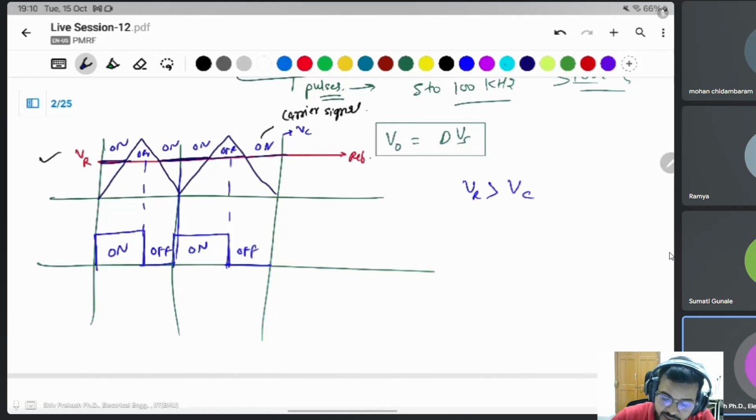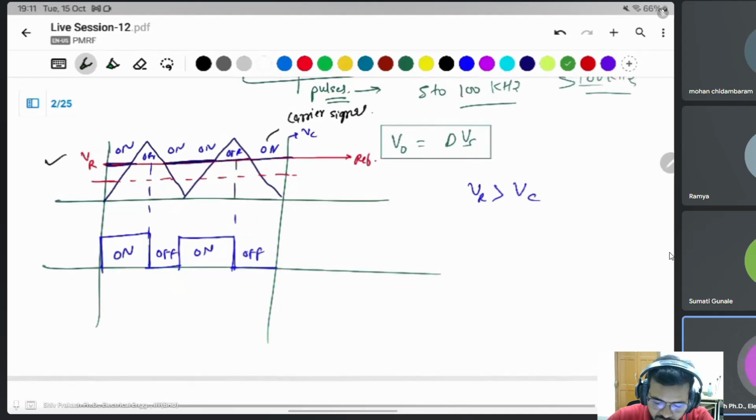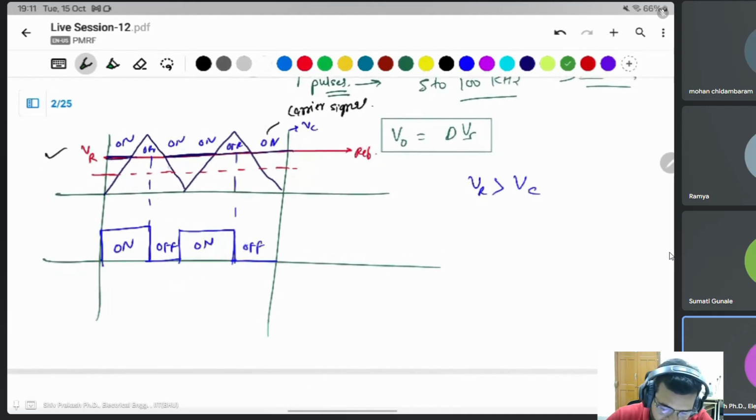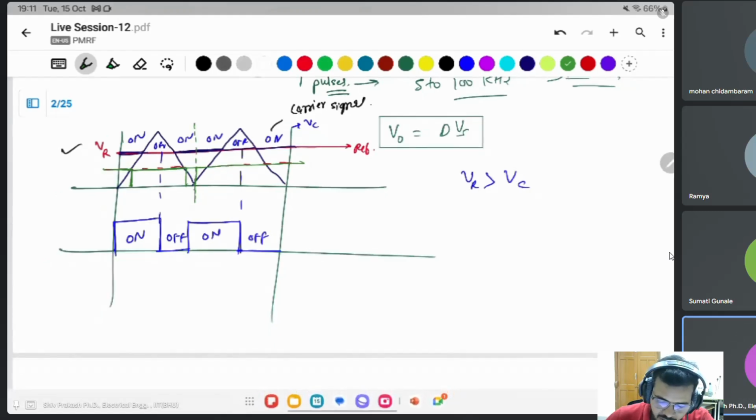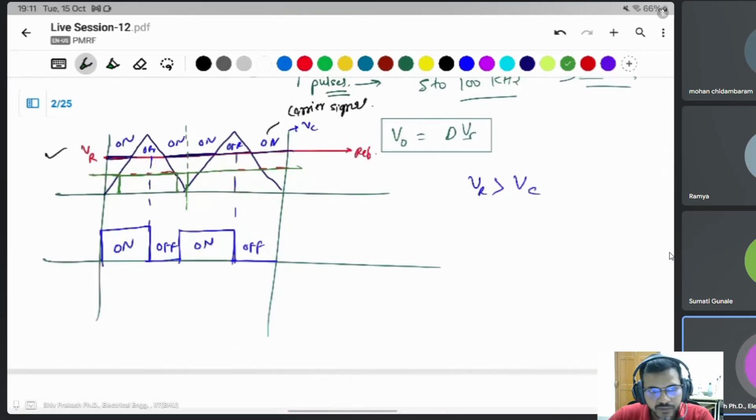The same thing, suppose if you change the reference, then what happens? If you move it from here to here, you can observe there is a change in frequency also. If the signal starts again and you trigger it, you can observe this is the on time and the total off time. This is the on time. Here it will be okay.